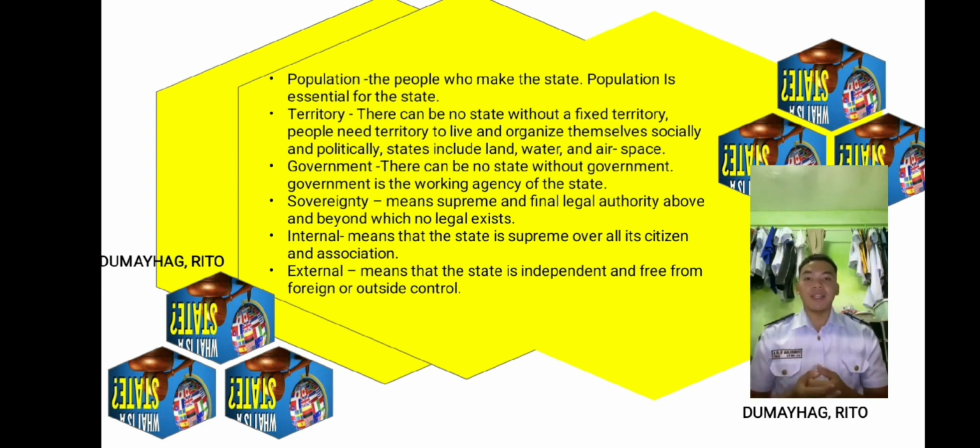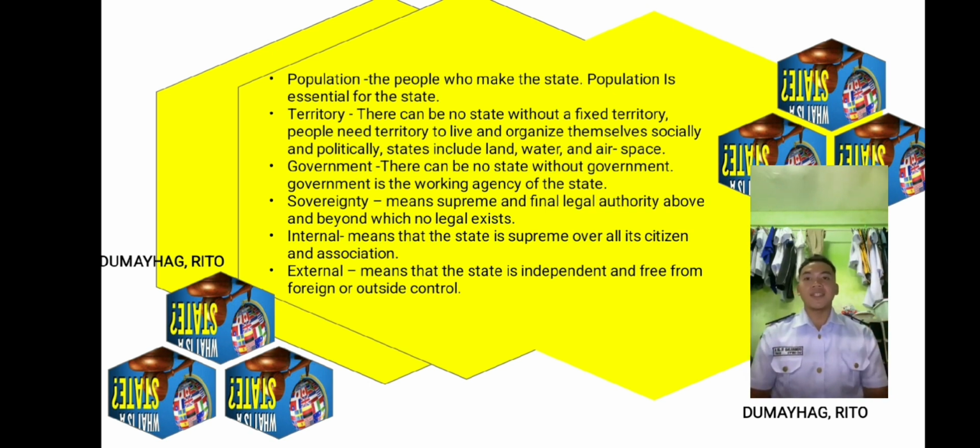The second element is the territory. There cannot be a state without a fixed territory. People need territory to live and organize themselves, especially politically. States include land, water, air, and space. So, geographical territory, just like land, water, air, or space.